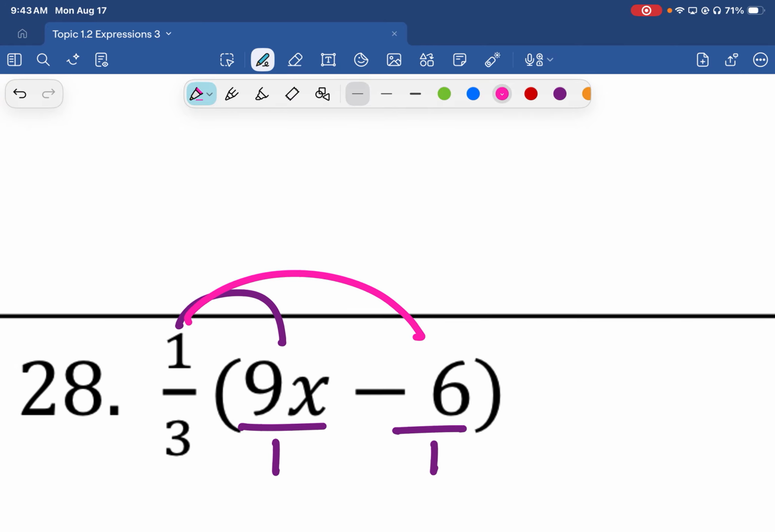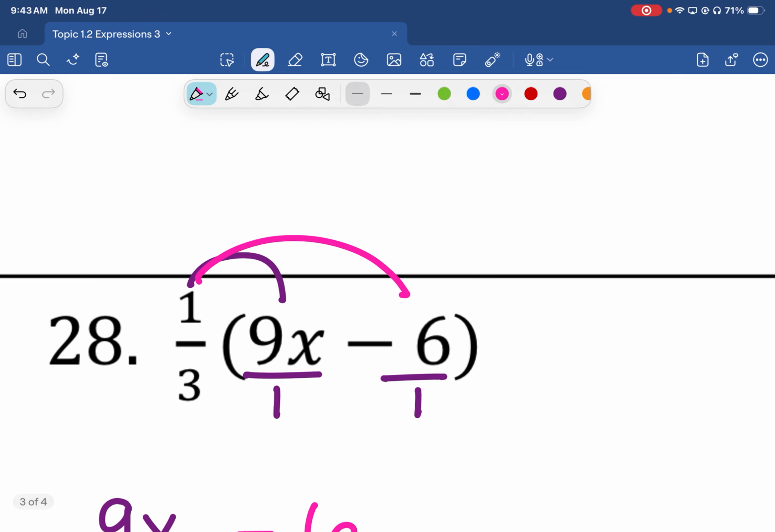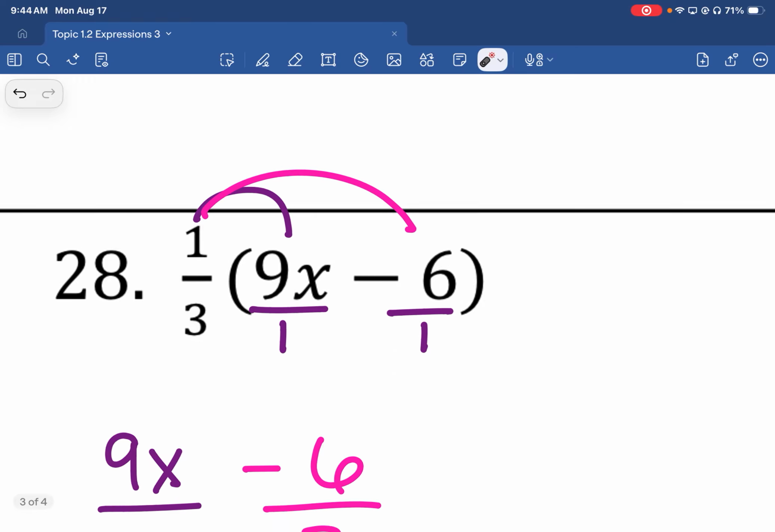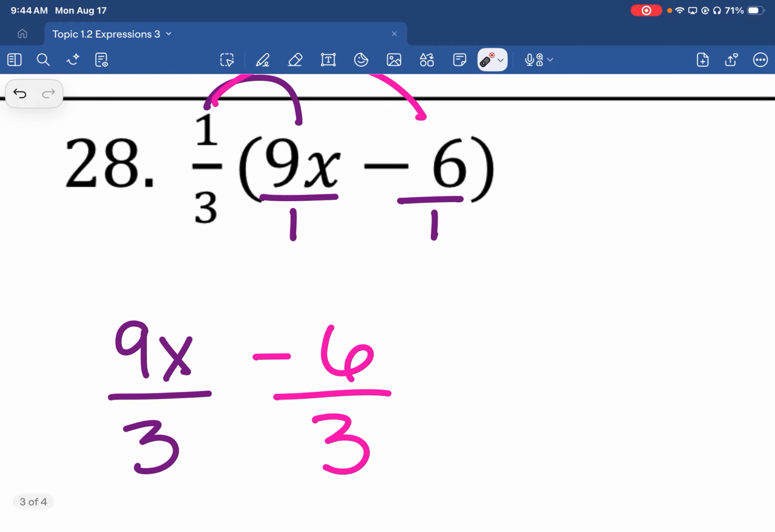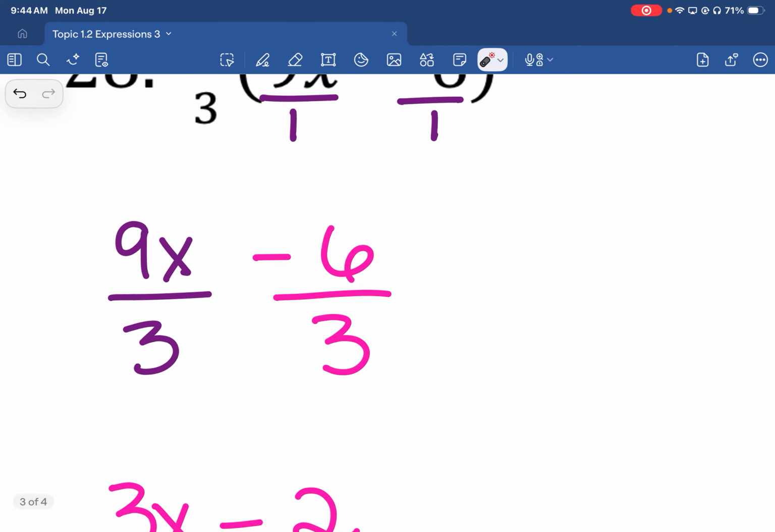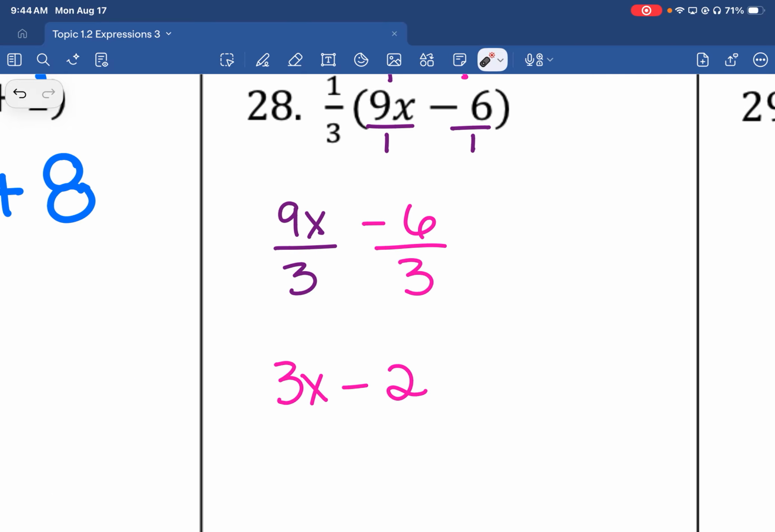Okay. So when we start this, we distribute the 1/3. So we would do 1/3 times 9x over 1. So 1 times 9x gives us 9x. 3 times 1 gives us 3. 1 times -6 is -6. 3 times 1 is 3. So we get this. Can I simplify those things? 9 divided by 3 is? So we get 3x. And -6 divided by 3 is? There we go. All right.